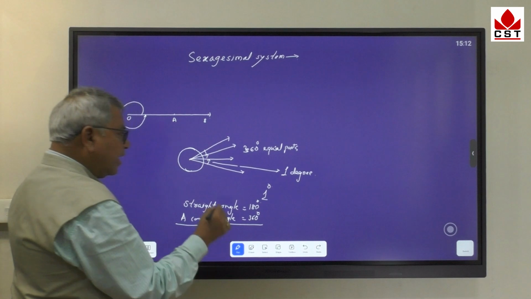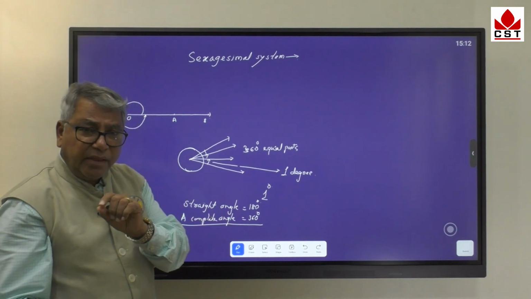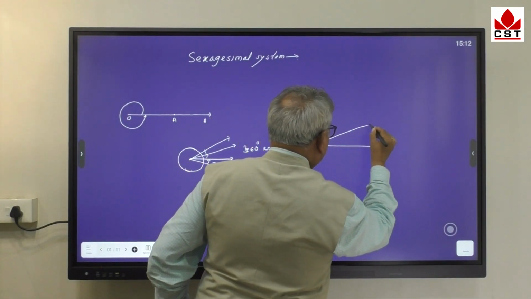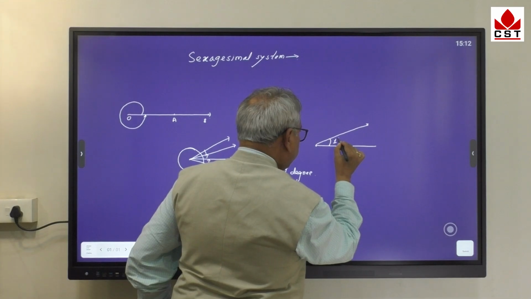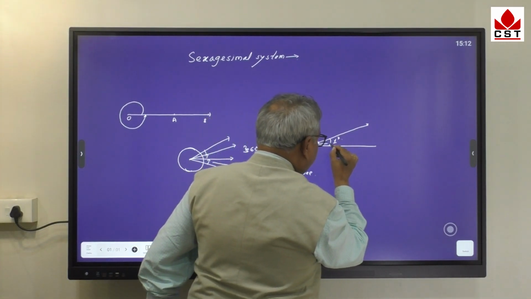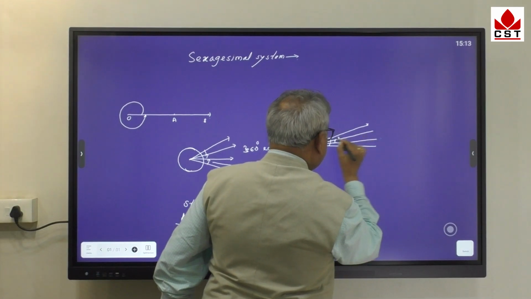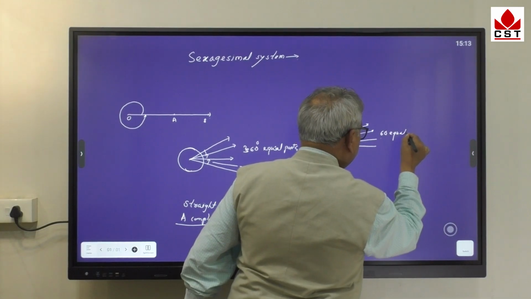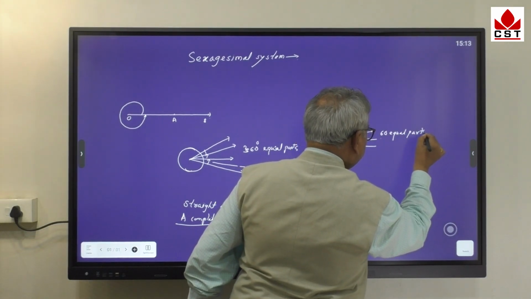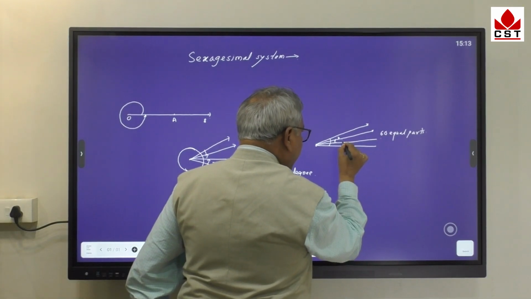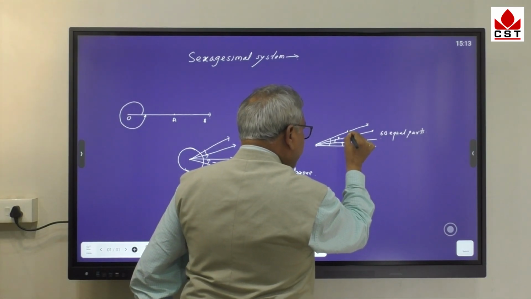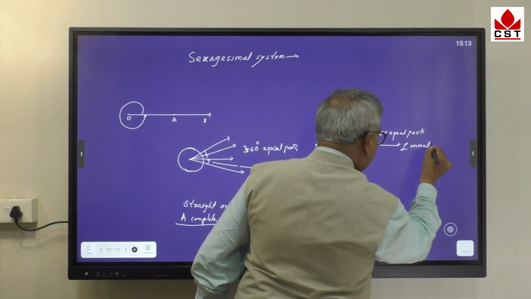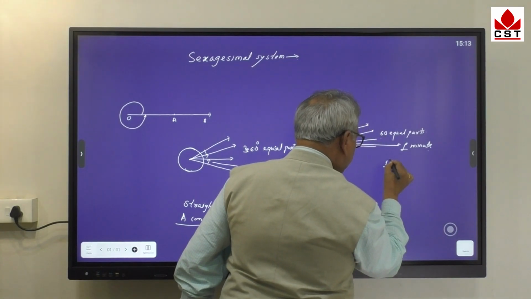It's a part. Further, if the rotation is less than 1 degree, consider here 1 degree. 1 degree is further divided into 60 equal parts. Each part is called 1 minute, denoted like this.